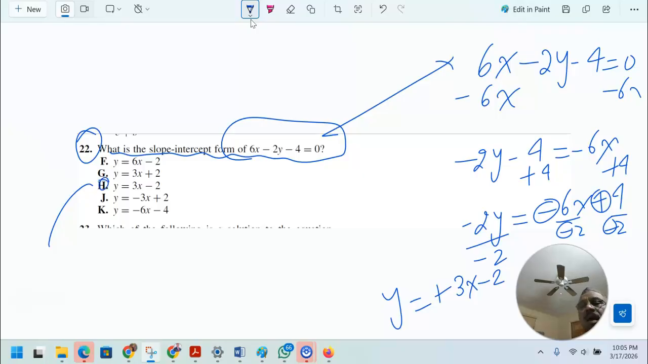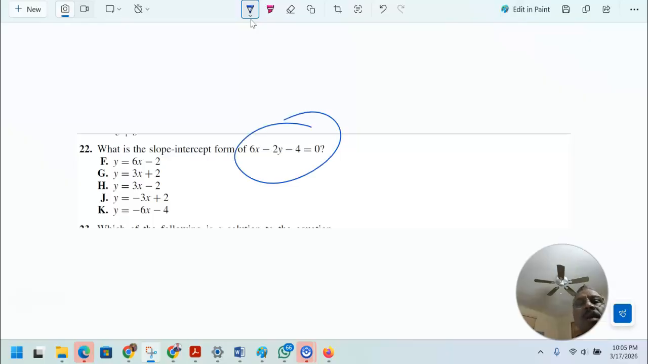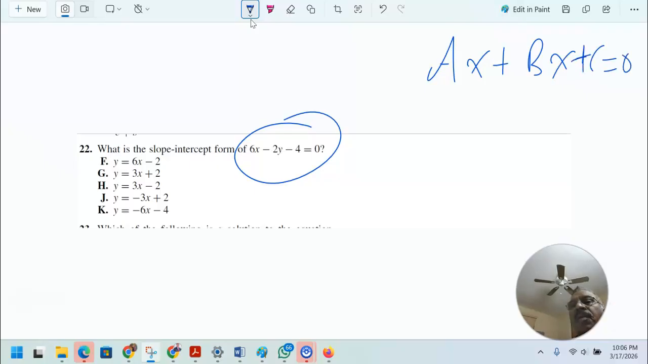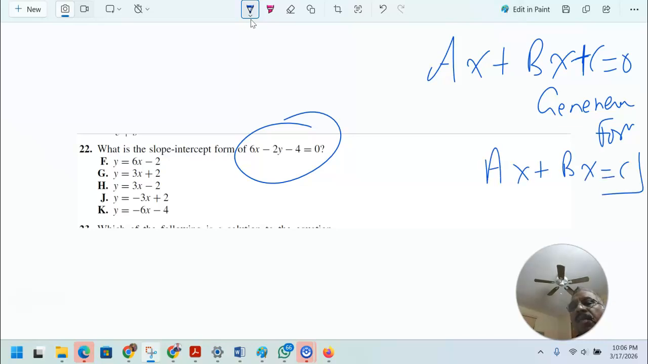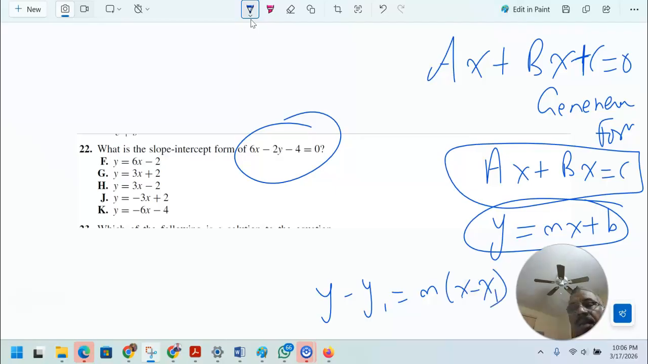But the question is, are you going to do such a long procedure? Is there another way to do this? The shortcut: if you have ax plus by plus c, this is what I call general form. Standard form is when you write ax plus by equals c. Then y equals mx plus b is the slope-intercept form, and y minus y1 equals m times x minus x1 is the point-slope form.